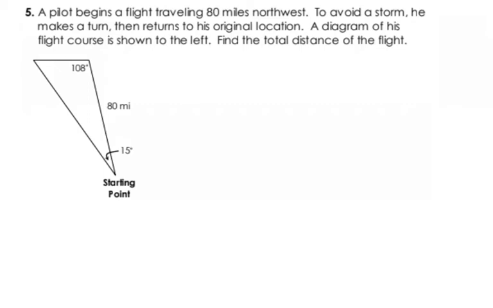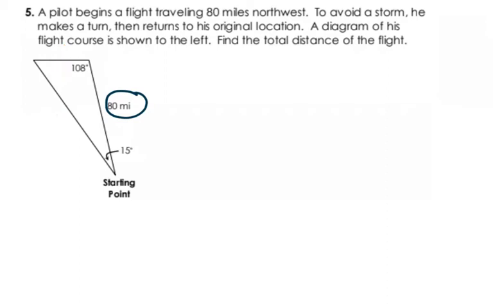So a pilot begins a flight traveling 80 miles northwest, so that's how they got this right here. To avoid a storm, he makes a turn, then returns to his original location. A diagram of his flight course is shown to the left. Find the total distance of the flight. So when I do this, I want to find both sides. So I'm going to label this one X. And I'm also going to label this one Y. So I want to find both of those.